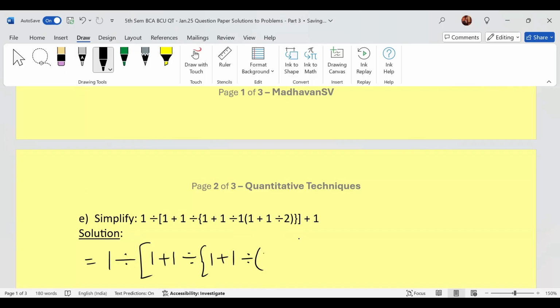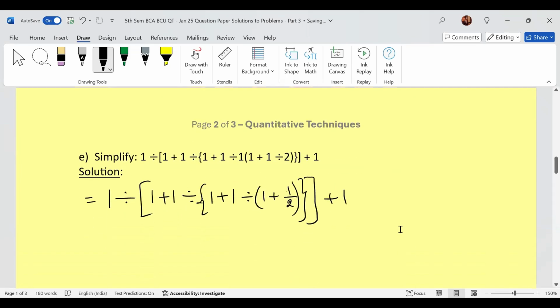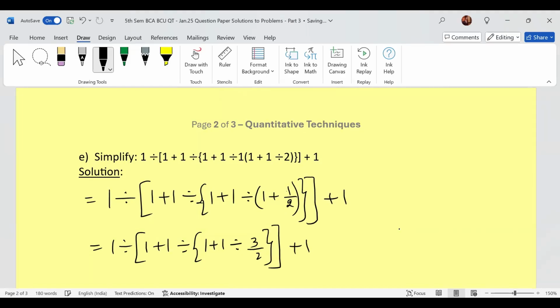We can simply write 1 plus. Now this 1 divided by 2 is nothing but 1 by 2. Then our flower brackets and then box brackets plus 1. Then in the next step, 1 divided by 1 plus 1 divided by flower brackets, 1 plus 1 divided by 1 plus 1 by 2 is nothing but 3 by 2, flower brackets, box bracket plus 1.